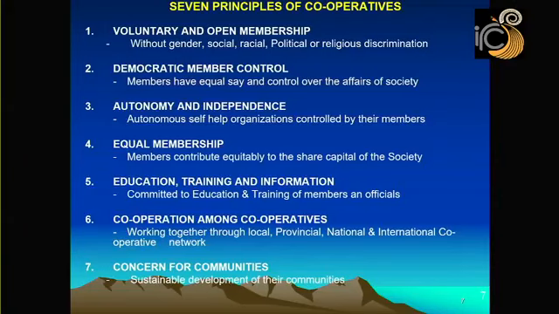So you can see, number one, voluntary and open membership, without gender, social, political, or religious discrimination. Number two, democratic member control. Members have equal say and control over the affairs of the society. Number three, autonomy and independence. Cooperatives are autonomous organizations controlled by their members.